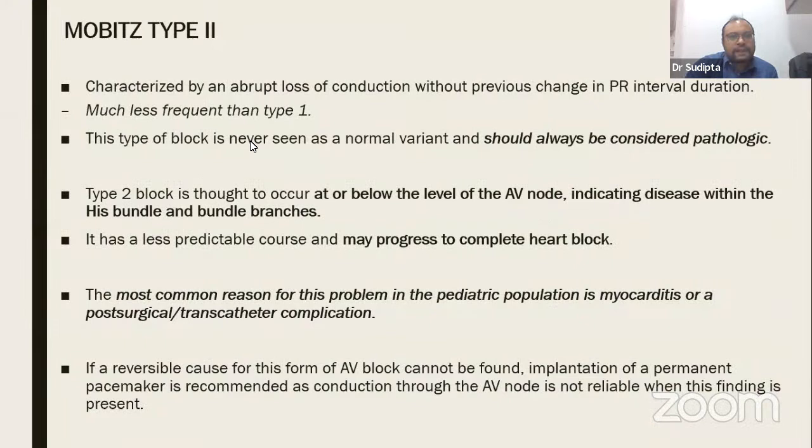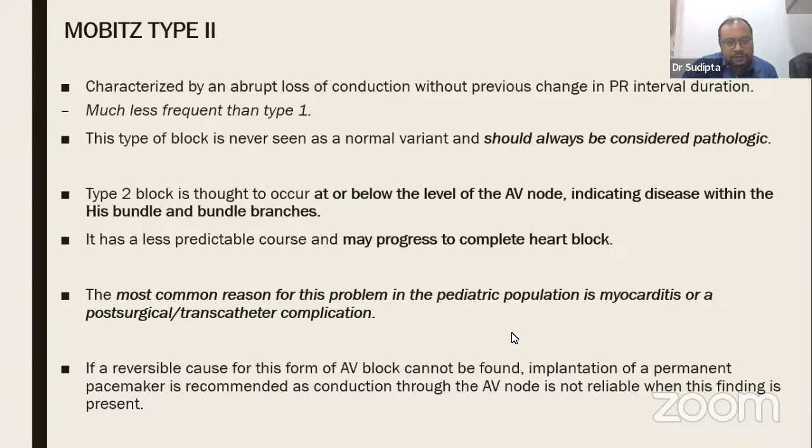So Mobitz type 2 is characterized by abrupt loss of conduction without previous change in the PR interval. It is much less frequent than type 1, but it should always be considered pathologic. It has more prognostic significance and may progress to complete heart block. The most common reason in pediatrics is myocarditis or a post-surgical or transcatheter complication.